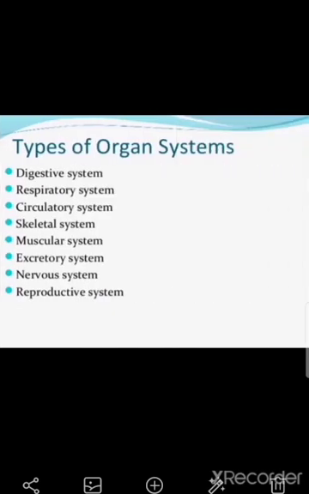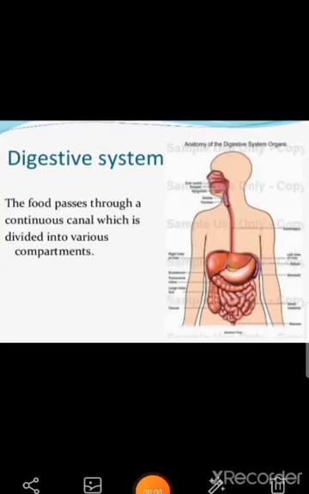There are different types of organ systems, like the digestive system, respiratory system, circulatory system, skeletal system, muscular system, excretory system, nervous system, and reproductive system. For example, let us discuss the digestive system. The digestive system breaks down the food materials into a form that can be absorbed into the blood.